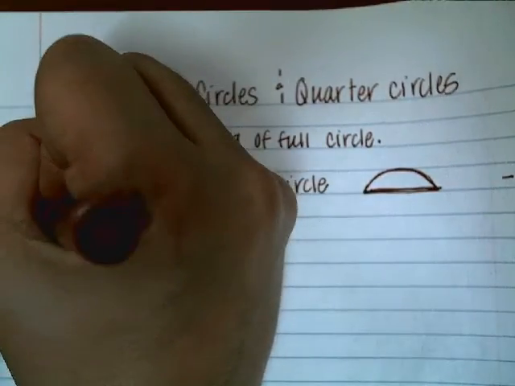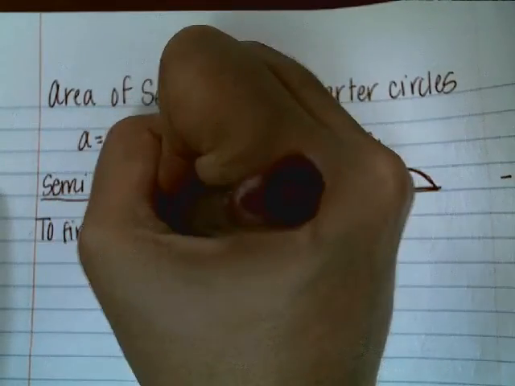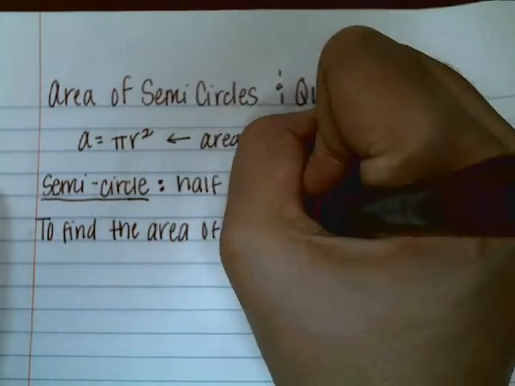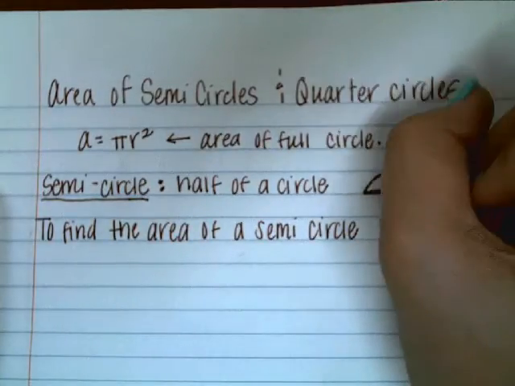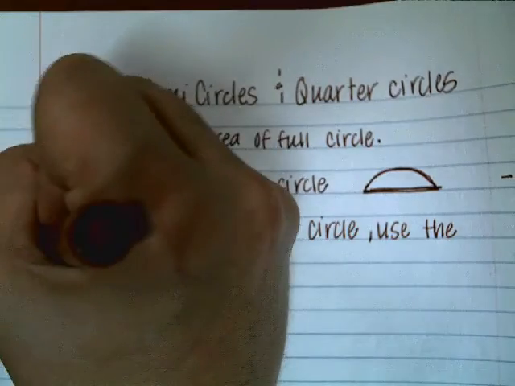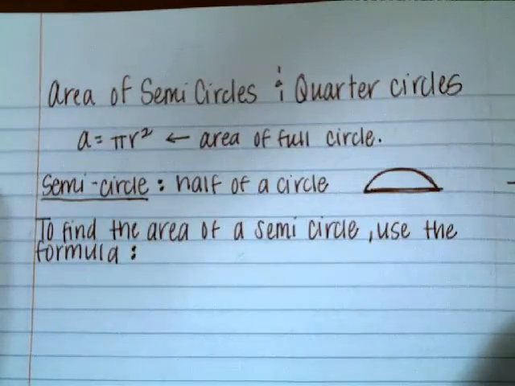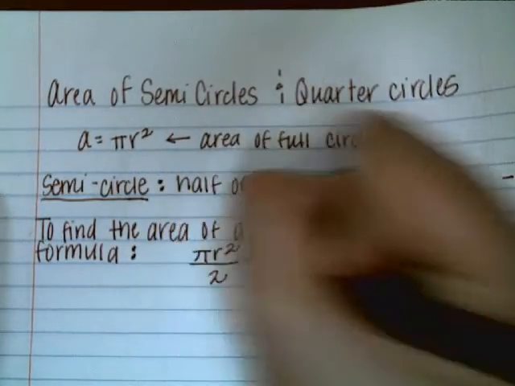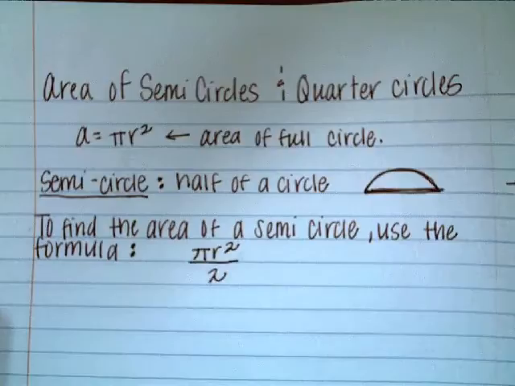There's a specific formula, or you don't have to use a formula, it's just a helpful tool. So to find the area of a semicircle, you're going to use the formula below. Pi r squared, and we're going to divide it by 2, because if we have half a circle, then we only need half of its area. So we're going to divide it by 2.